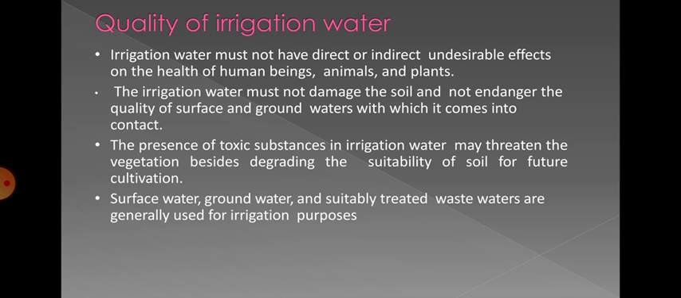Now we will discuss the quality of irrigation water. Irrigation water must not have direct or indirect undesirable effects on the health of human beings, animals, and plants. The irrigation water must not damage the soil and not endanger the quality of surface and groundwaters with which it comes into contact. The presence of toxic substances in irrigation water may threaten the vegetation besides degrading the suitability of soil for future cultivation. Surface water, groundwater, and suitably treated waste waters are generally used for irrigation purposes.